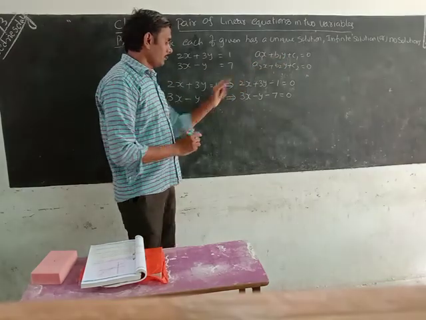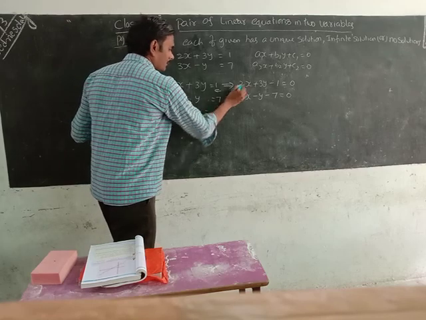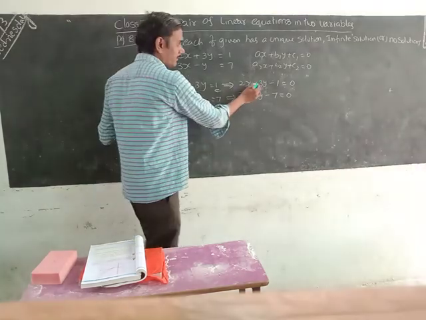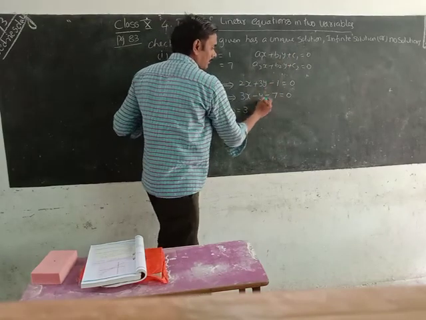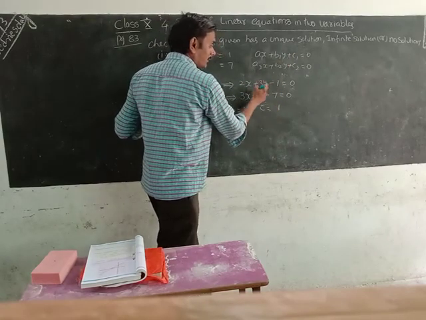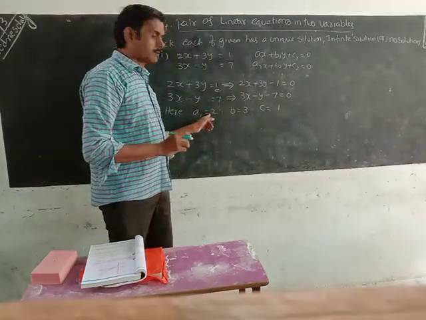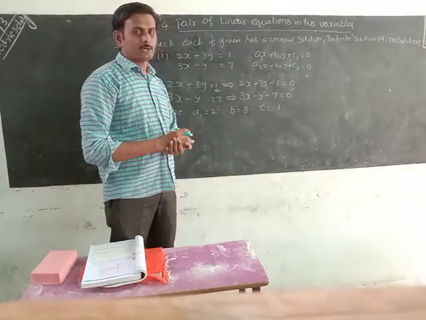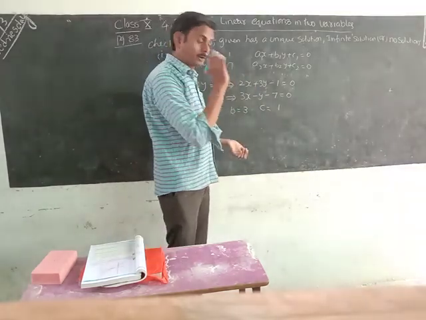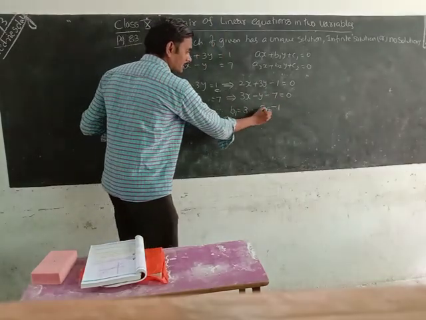Okay, what is the a1 value? a1 is 2, b1 is 3, c1 is 1. But we have to take the plus and minus symbols also. Here plus is there, so I did not write any symbol. Plus means we don't need to write a plus symbol. Minus means we have to write the minus symbol: minus 1.